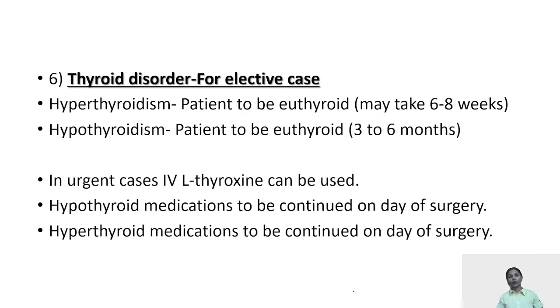Now coming over to the thyroid, every elective case of a thyroid patient has to be taken only when the patient becomes euthyroid. You have to make the patient euthyroid before the elective case and then take it. Generally, when we are dealing with hyperthyroidism, it takes around 6 to 8 weeks for the patient to get optimized, and when we are dealing with hypothyroidism, it can take around 3 to 6 months for the patient, because slowly and steadily the dose of thyroxine is changed.